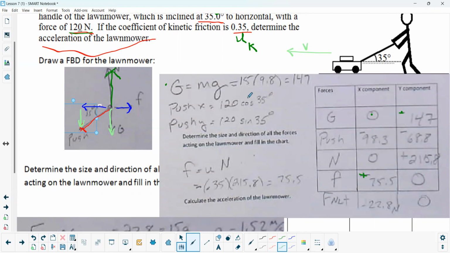So I already did this work and showed it up here. So 15 times 9.8, that's 147. That's M times G, or the gravity. So that's a negative 147 here.